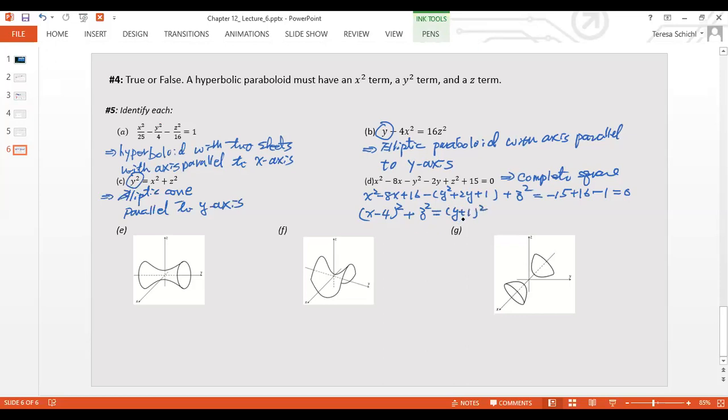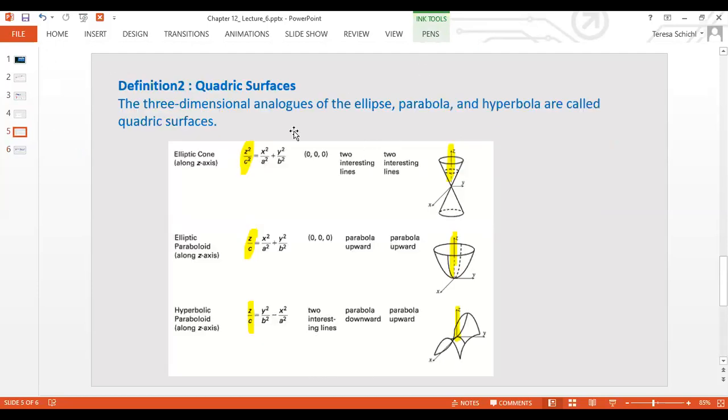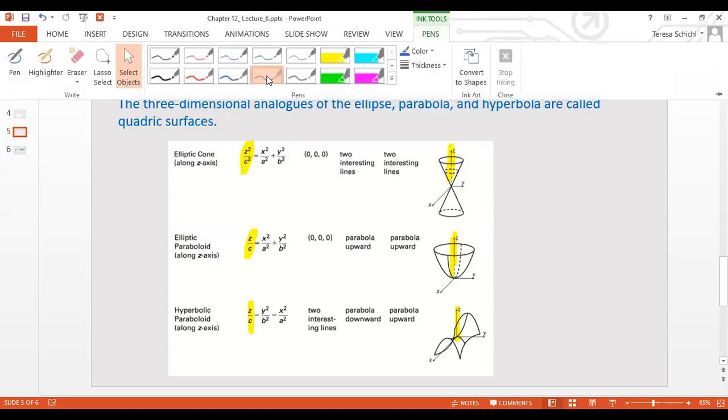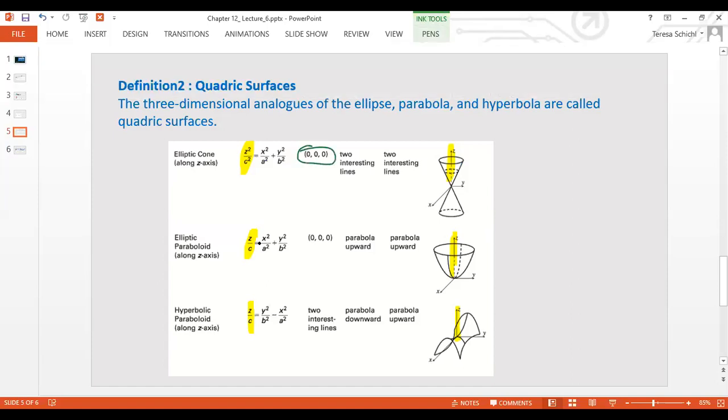So now we have the y squared and the z squared. So what is this one here? Oh, this is elliptic. So this is the elliptic cone again. Back to here, let's take a look at the elliptic cone. If you don't minus anything, what happens here? The center is here, right?